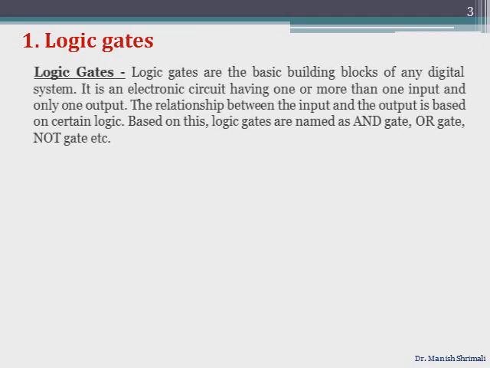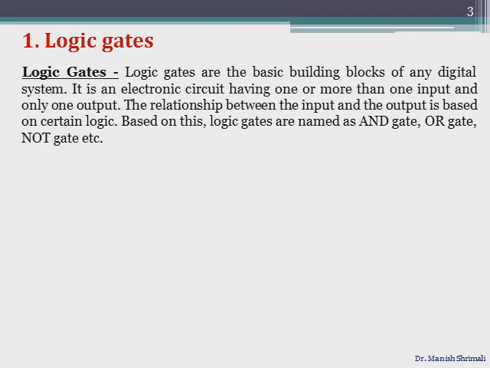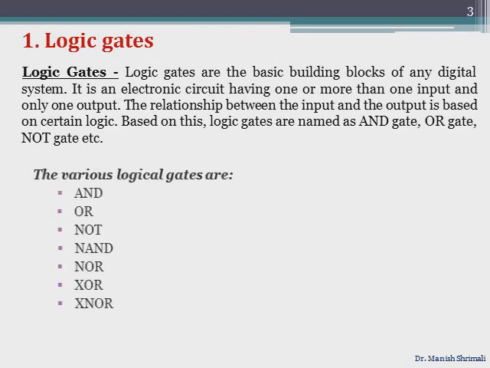So let us start with the logic gates, which are the basic building blocks of any digital system. It is an electronic circuit having one or more than one input and only one output, and the relationship between the input and the output is based on certain logics. Based on this, the logic gates are named as the AND gate, OR gate, NOT gate, etc.